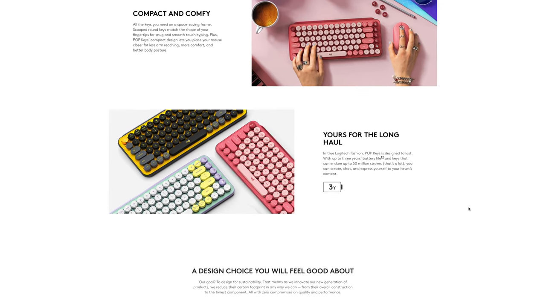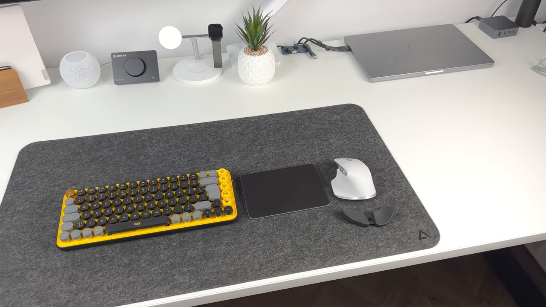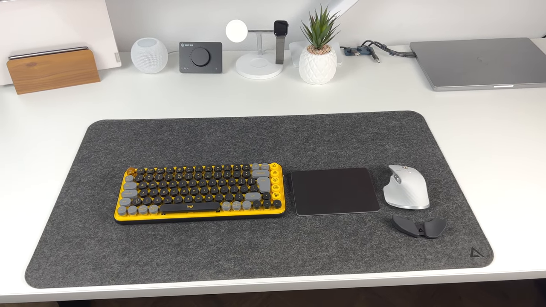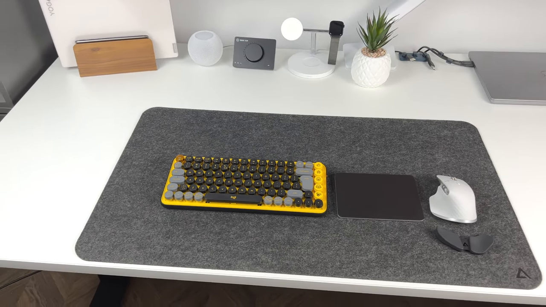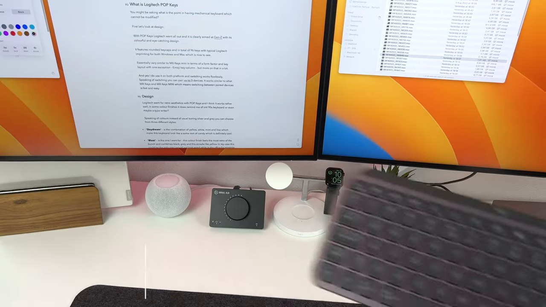For competitors, I would not like to compare this keyboard to other, let's say, proper mechanical keyboards out there. Instead, let's check out what else you can get from Logitech.